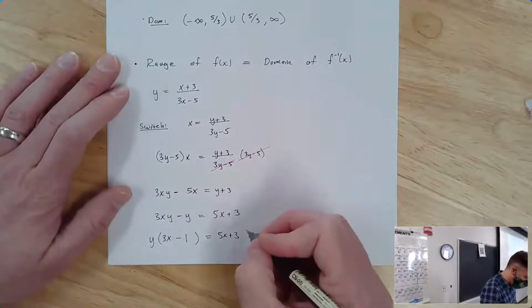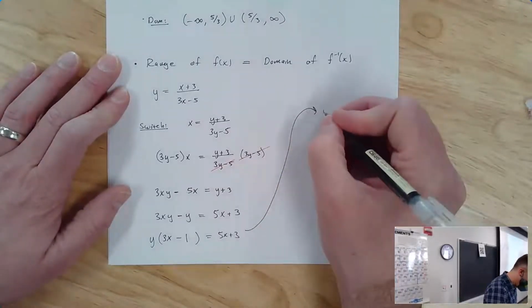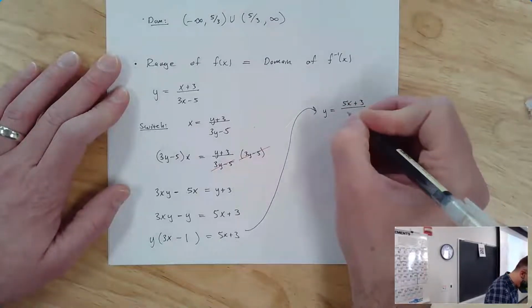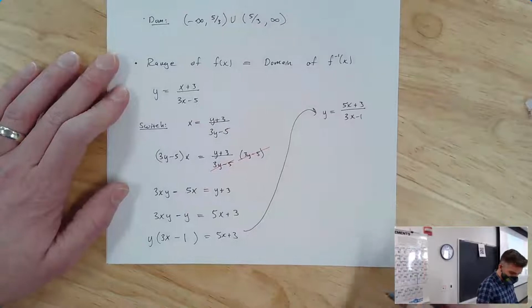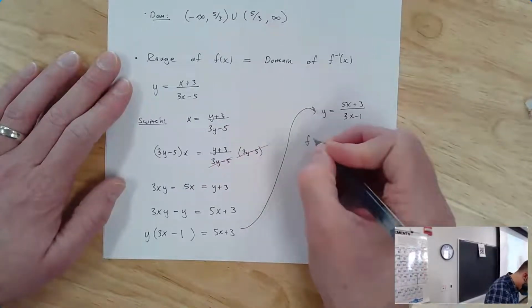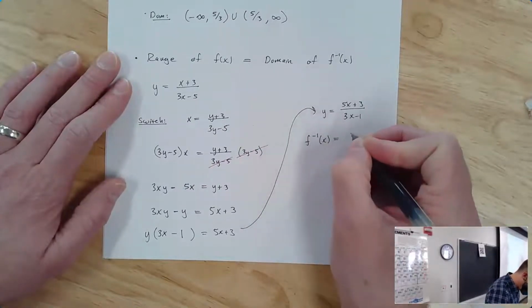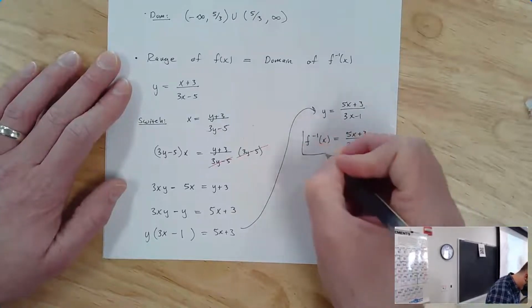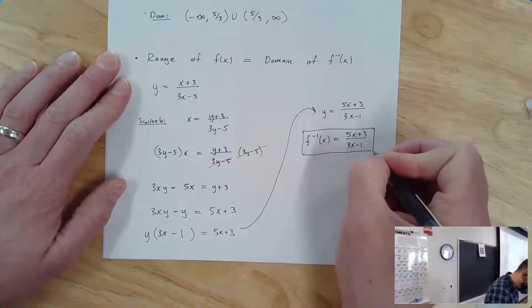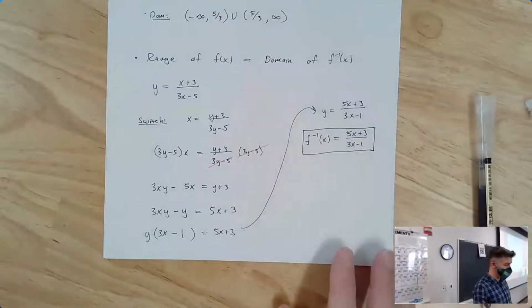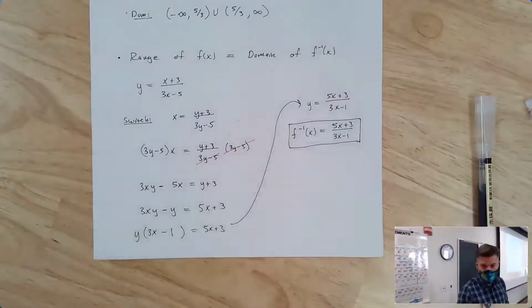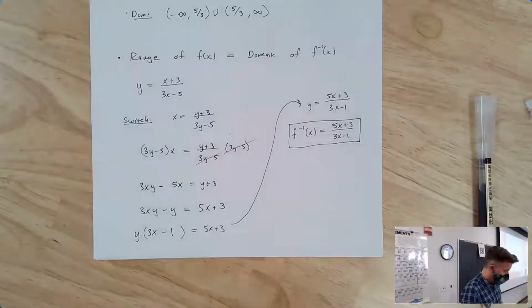And then lastly, we're going to divide both sides by 3x minus 1. So we're going to get y equal to 5x plus 3 divided by 3x minus 1. Or if you prefer, f inverse of x is 5x plus 3 over 3x minus 1. I know I'm boxing that like it's our final answer. It's not our final answer, right? We haven't done the thing yet that we've been asked to do, but it seems worthy of putting a marker around. So now we want to find the domain of this inverse function.